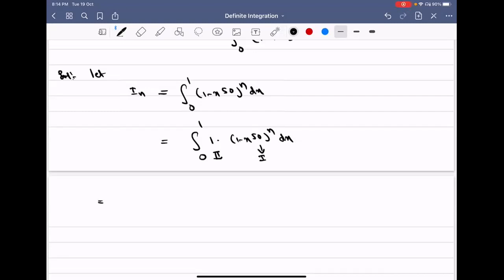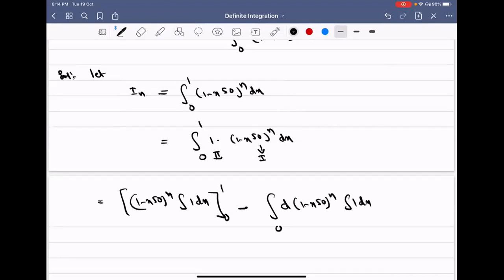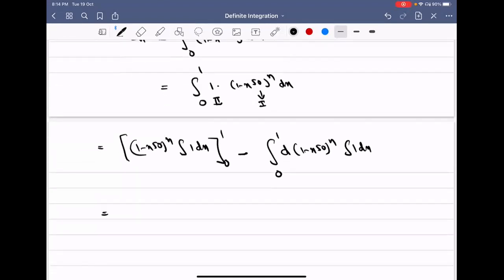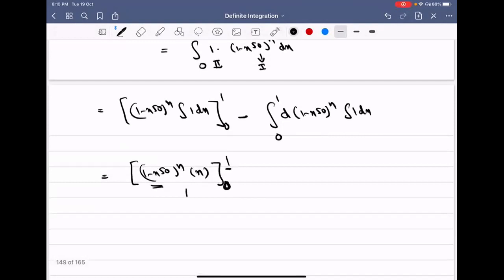That is equal to the first function, (1 minus x power 50) whole power n, into the integration of 1 dx, with limits from 0 to 1, minus the integration of the differentiation of the first function into the integration of the second function, from 0 to 1. Integration of 1 dx is x, from 0 to 1. If you substitute the upper limit, this term becomes 0, and if you substitute the lower limit, this becomes 0. Ultimately this vanishes. So you are left with this integral.